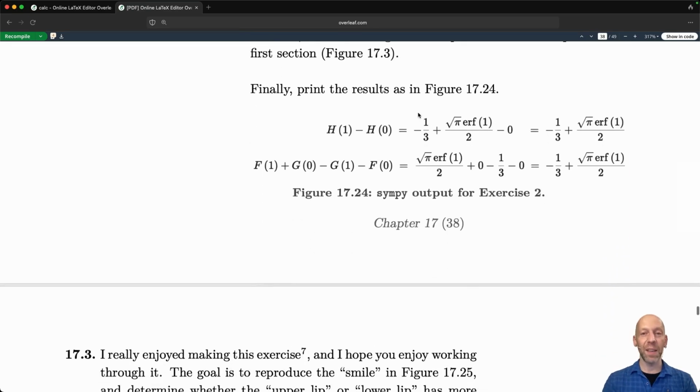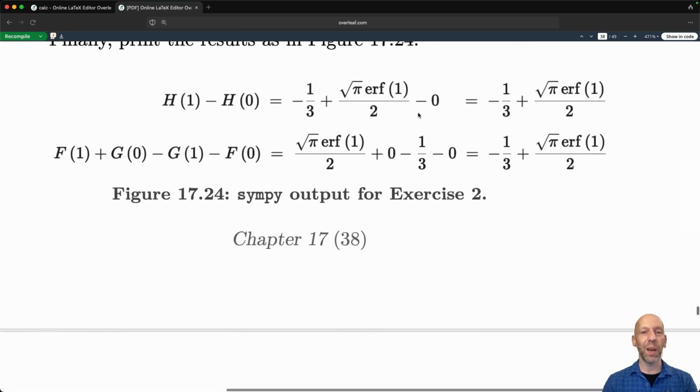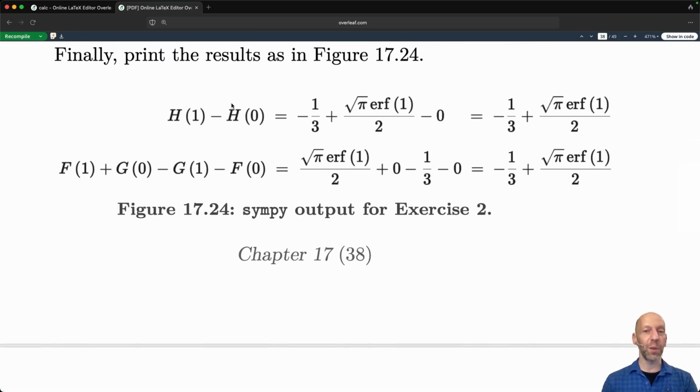All right, and then finally, you can use LaTeX printing in SymPy to print out the following results. So we have h of 1 minus h of 0 is the antiderivative of function h, which itself is f minus g. And here's what that looks like. So these two terms here are h of 1, and then this is h of 0, and then that just simplifies. And then here you can see I'm evaluating F of b plus G of a minus and so on. And the main point here is to see that these two expressions are the same. So again, this just gives you a little bit more conceptual experience with the fundamental theorem of calculus part 2.